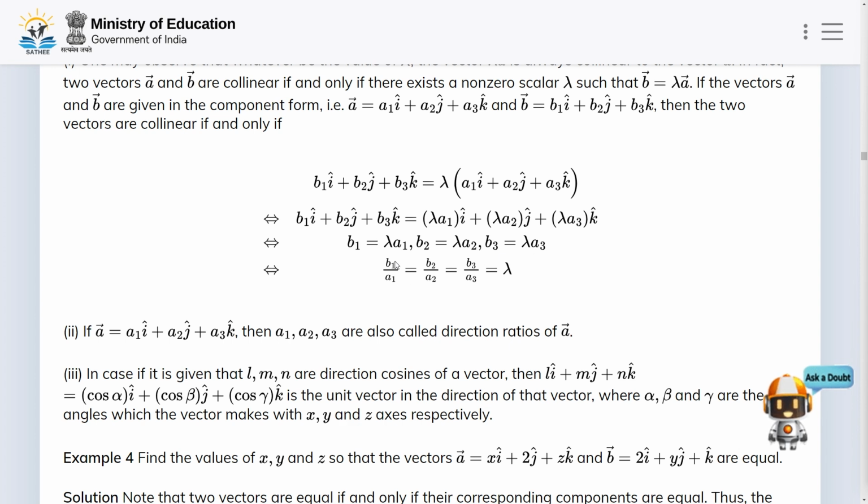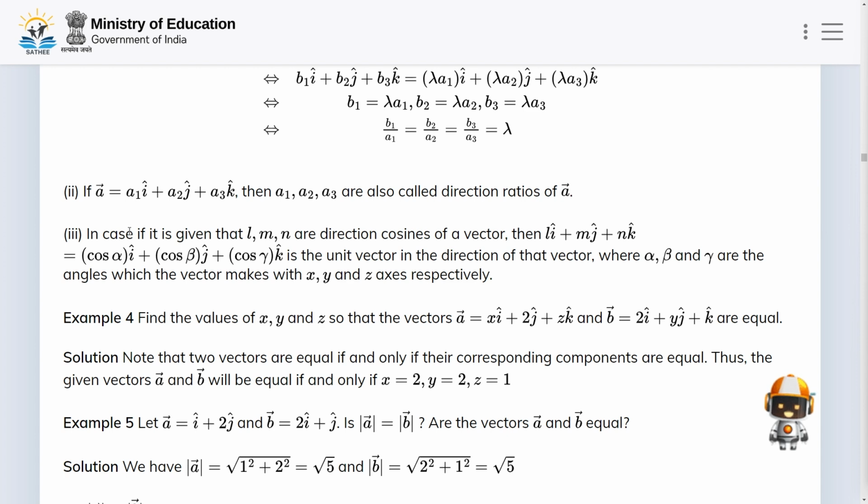This gives you that b1 divided by a1 is this ratio, b2 divided by a2 this ratio, and b3 divided by a3 this ratio, and all ratios must be the same, equal to some constant scalar. Okay. Now, if in component form A is equal to A1 i hat plus A2 j hat plus A3 k hat, then A1, A2, A3 are called direction ratios of A. Clear? We have already seen direction ratios.